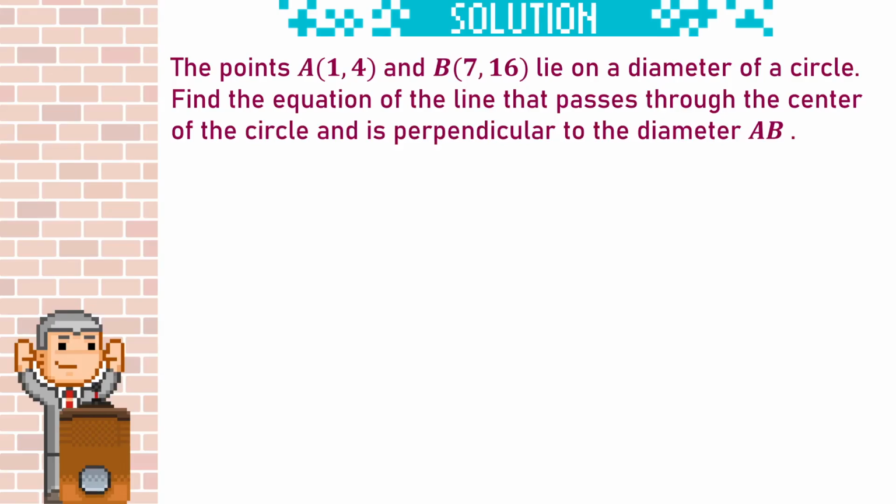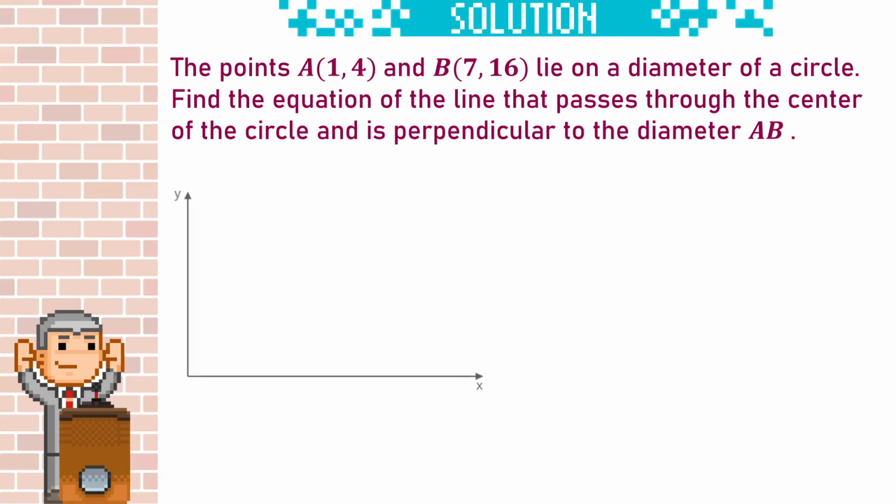In this question we're told that points A and B lie on the diameter of a circle, and point A is at 1, 4 and point B is at 7, 16. And we're asked to find the equation of the line that passes through the centre of the circle and is perpendicular to the diameter AB. There's a lot to go through with this question, and it's really important we draw a diagram first.